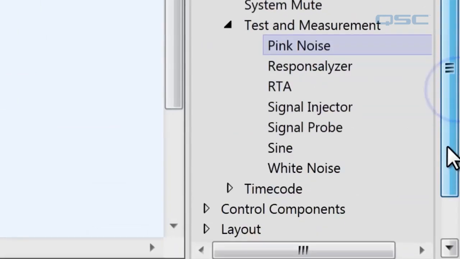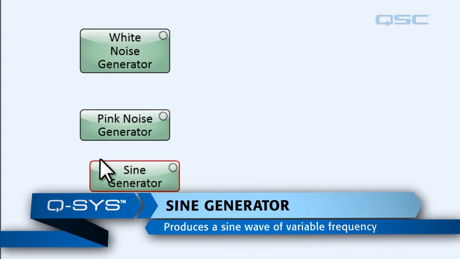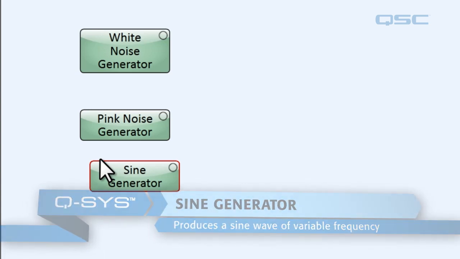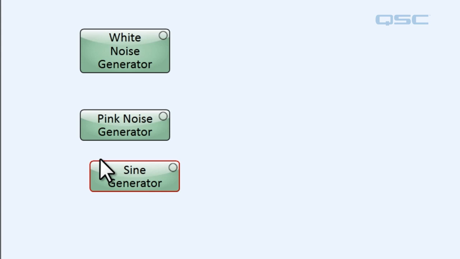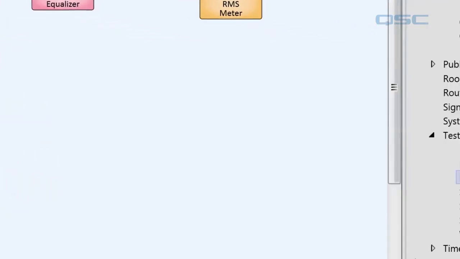And then lastly, we have a sine generator. The sine generator produces a sine wave of variable frequencies. But basically, we can use any of these tools to make noise, a very specific noise if necessary. But for our intents and purposes, it's important that these make noise that we know will work.